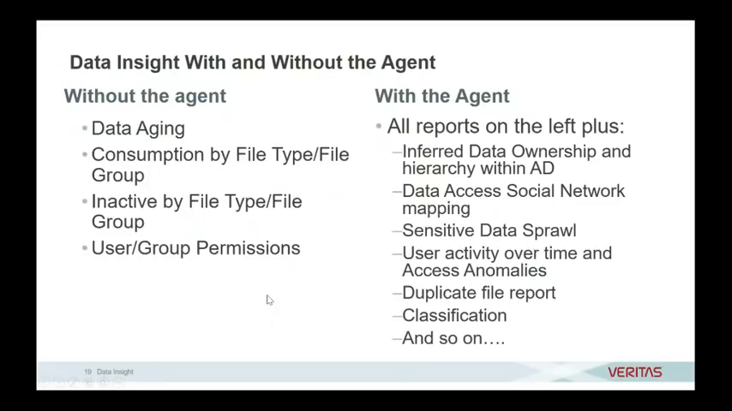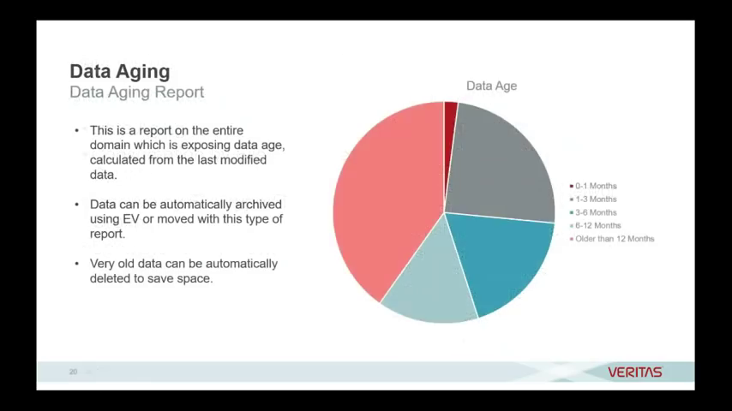So if you just want to run a basic report without the agent, you can still report on inactive file types, consumption by file types, but with the agent, as I mentioned earlier, we get our data access events. So we get user anomalies, we get that security view I showed you just now, the risk dossier and so on. And just a couple more very basic data aging reports.